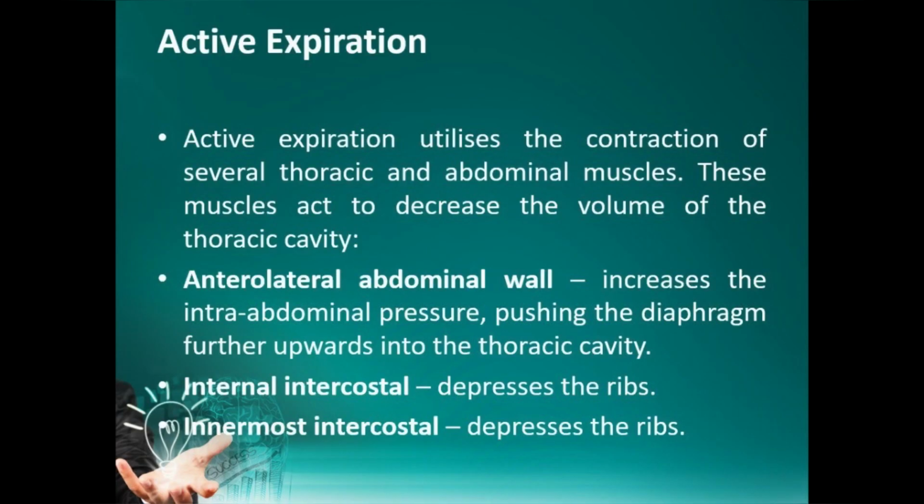Active expiration. Active expiration utilizes the contraction of several thoracic and abdominal muscles. These muscles act to decrease the volume of the thoracic cavity. The anterolateral abdominal wall increases the intra-abdominal pressure, pushing the diaphragm further upwards into the thoracic cavity. Internal intercostals depress the ribs. Innermost intercostals depress the ribs.